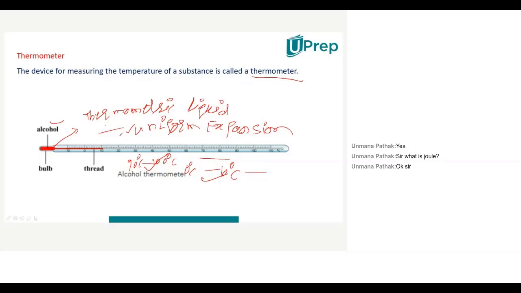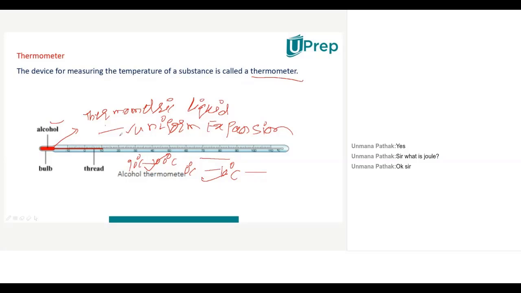And apart from that, if you take rubber also and you are heating it, what happens? Instead of expanding, it will contract, right? So these two materials will contract on heating, but almost all other substances will expand on heating. And based on that particular principle only, a thermometer will measure the temperature of any object.